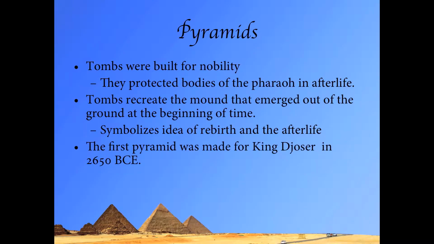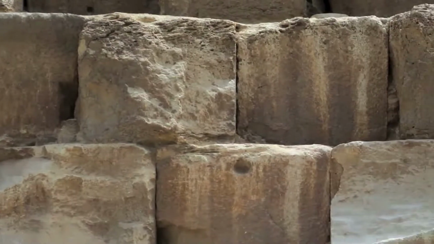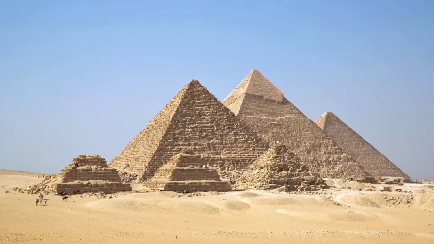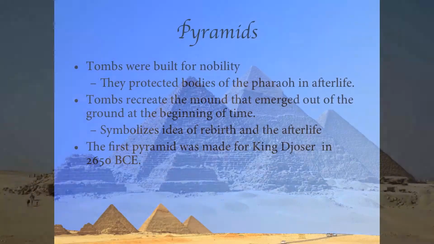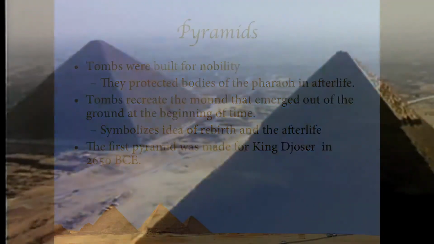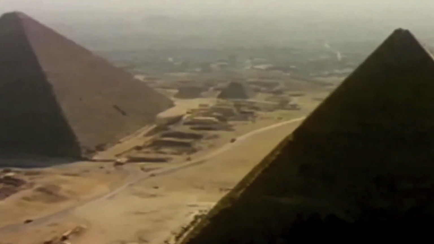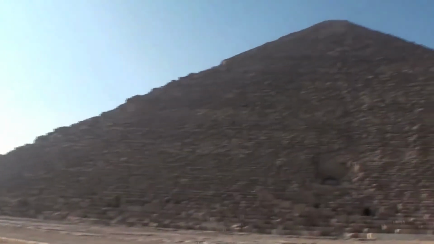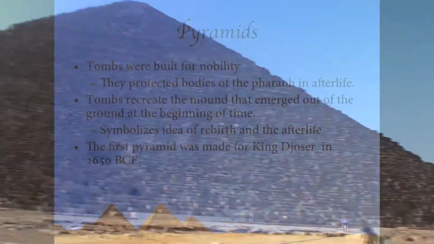Pyramids. The pyramids of ancient Egypt are some of the most recognizable structures in the world. First built to protect the body of King Djoser in the afterlife. The pharaohs were buried in pyramids of many different shapes and sizes, from before the beginning of the Old Kingdom to the end of the Middle Kingdom. There are about 80 pyramids known today from ancient Egypt.